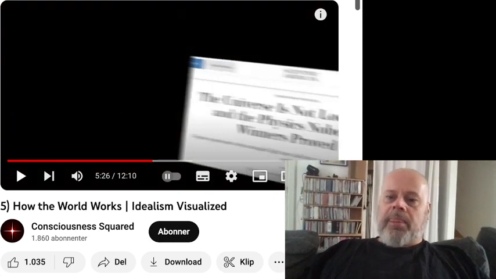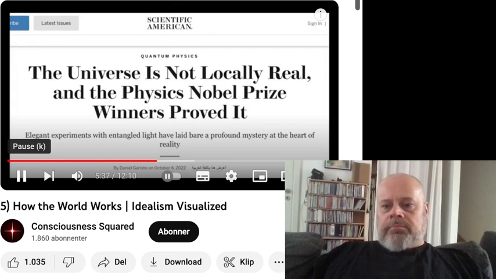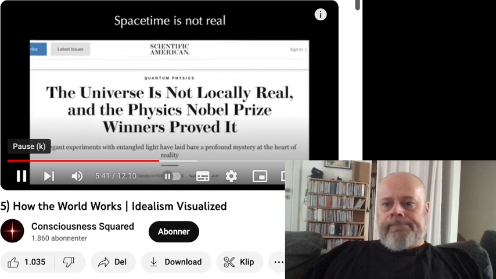Next, recall that the Nobel Prize for Physics in 2022 was for research involving entangled particles interacting instantaneously across great distances, regardless of the speed of light. These experiments also showed that materialist spacetime is not real.